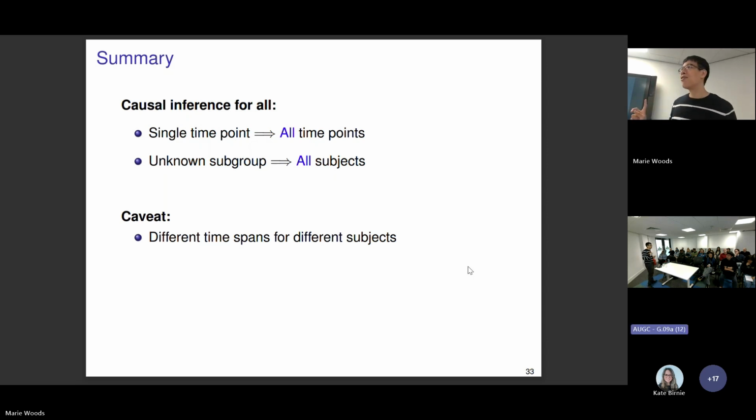This comes with a caveat or a cost: for different subjects, we define this over different time spans. Because for each subject, we define this from 0 to their minimum survival time, so the minimum of Ti1 and Ti0. And this time span can be different for different subjects. And usually this is not identified for each individual subject.